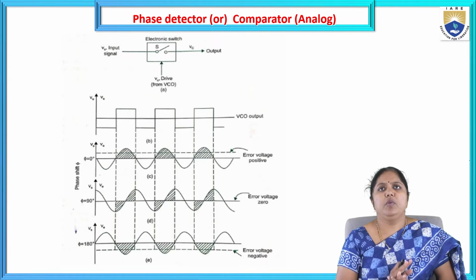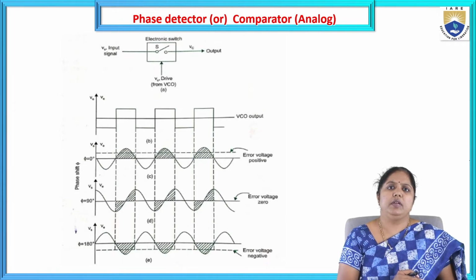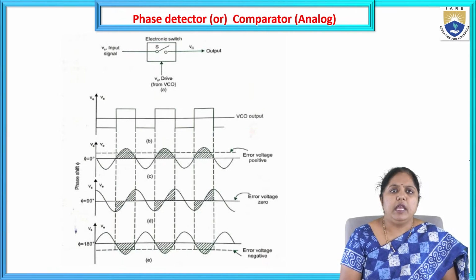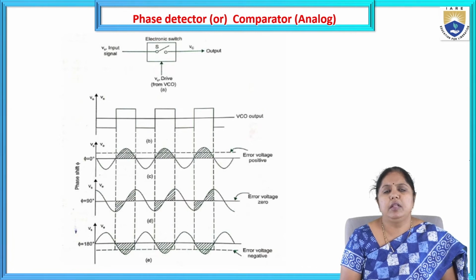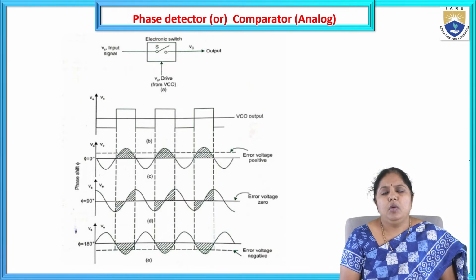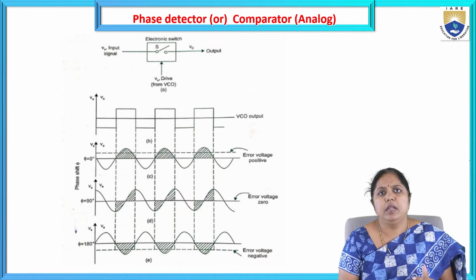In the phase detector there are two types: the analog phase detector and the digital phase detector. What is the meaning of analog phase detector? The name itself tells it. It depends on the type of input signal we give to the phase detector, and based on that it is an analog phase detector or a digital phase detector.